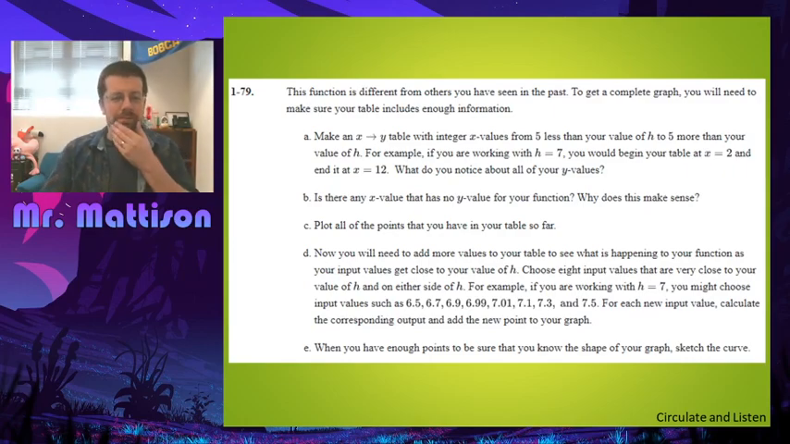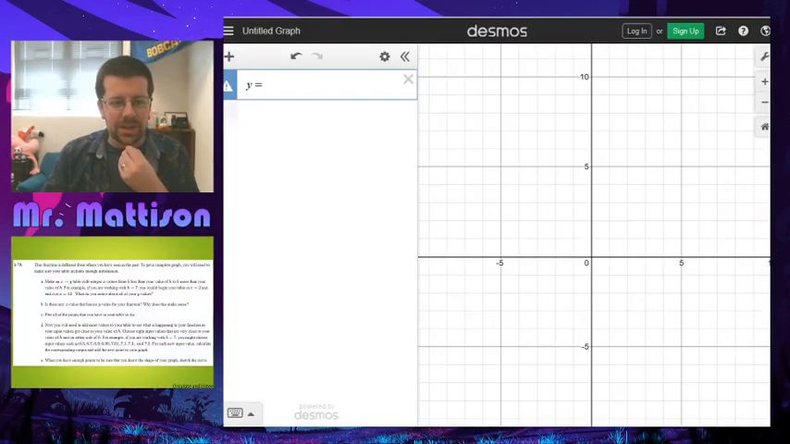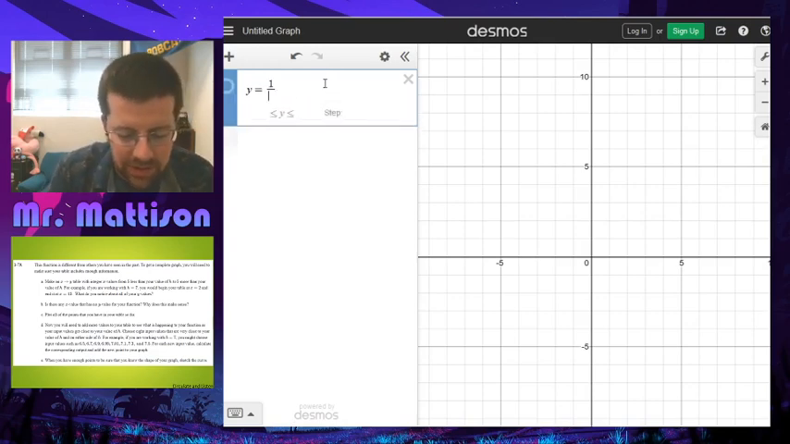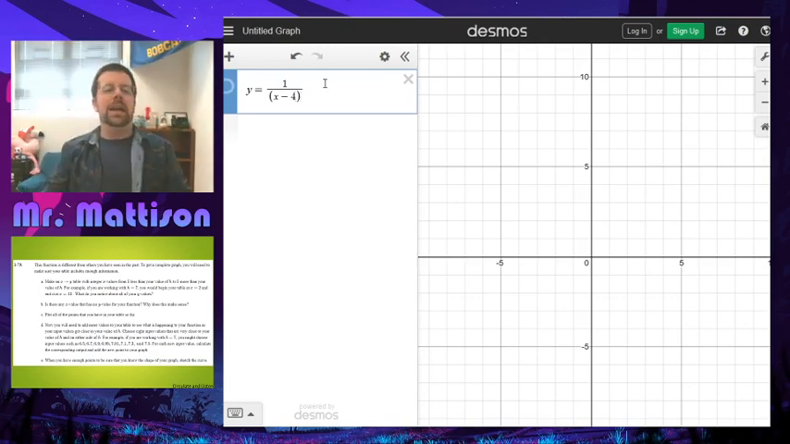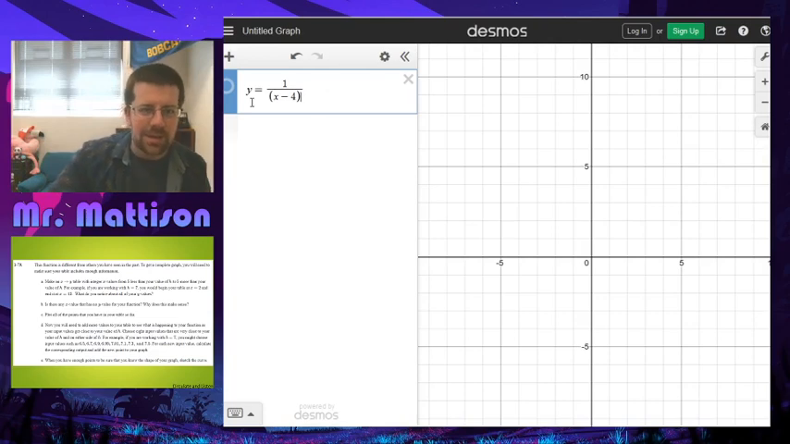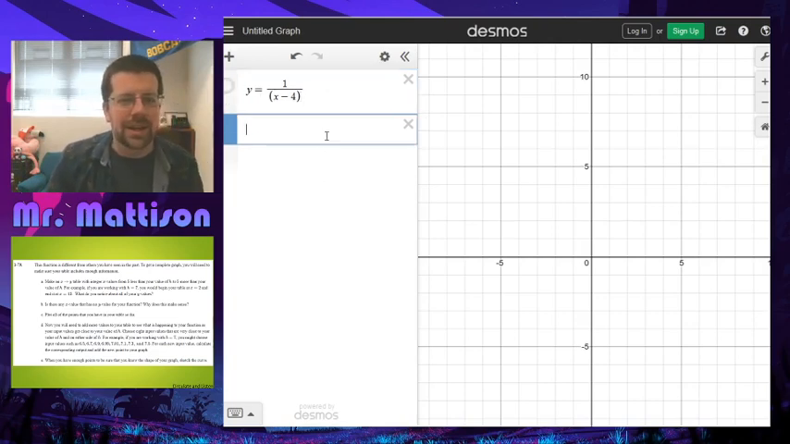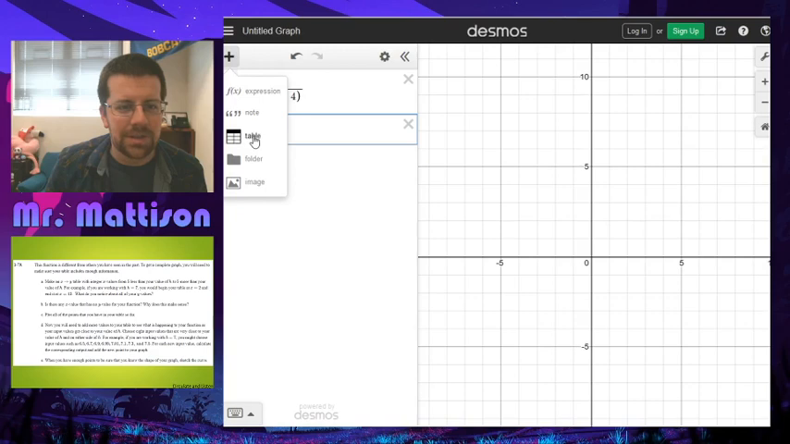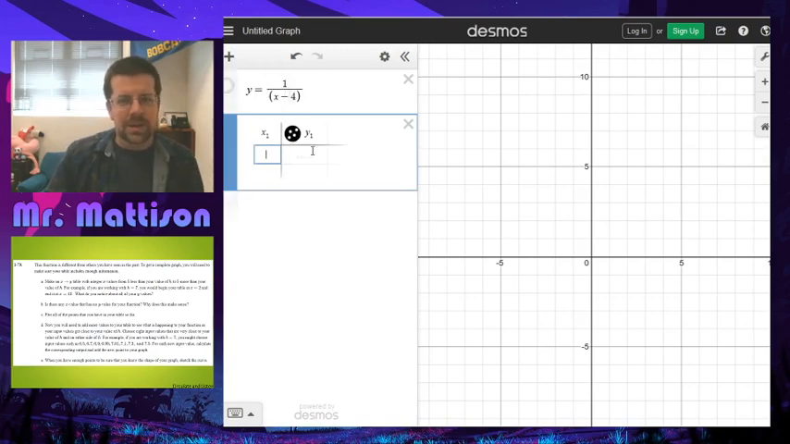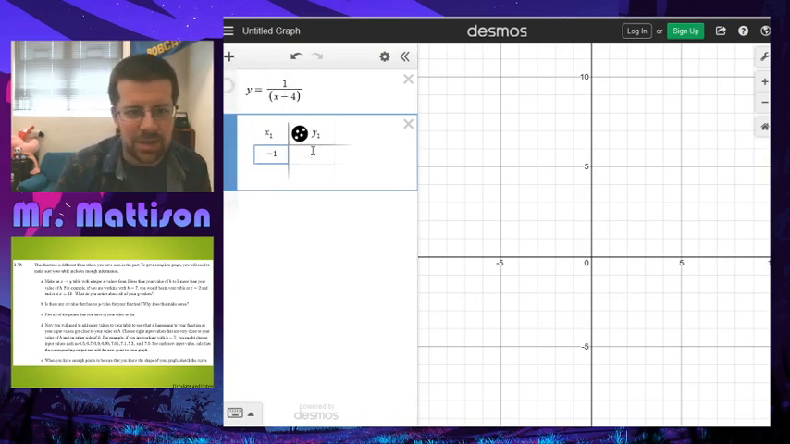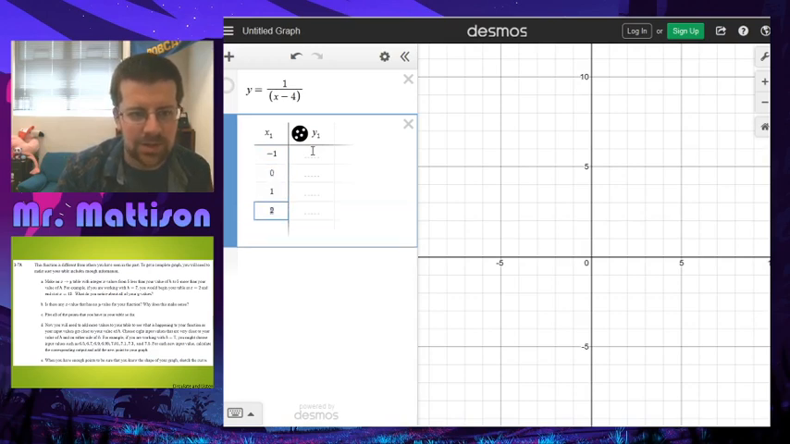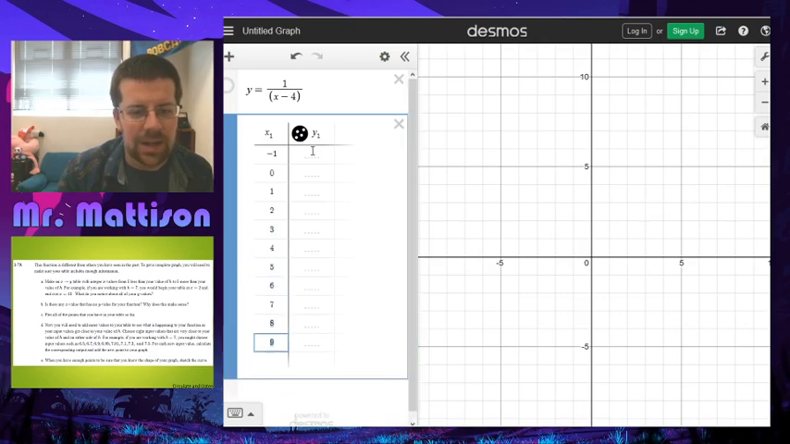So I'm going to do 1 over x minus 4. So I'm going to pick 4 as my h value here. I have it so it's not graphed, so we can't quite see it yet. But I can go ahead and make a table for this. So I'm going to have, let's do -1, 0, 1, 2, 3, 4, and then 5, 6, 7, 8, and 9. So that's what I'm going to do for my table, right?